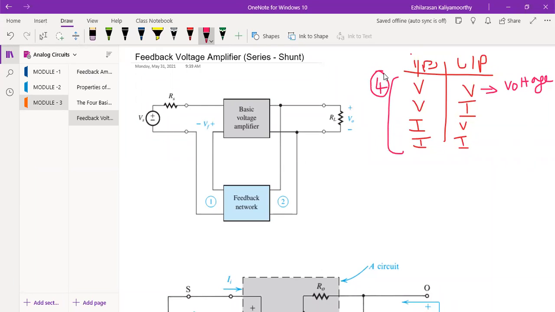So out of these four topologies, if the input is voltage and the output also is voltage, then we can call that a voltage amplifier. The second topology is if the input is voltage and the output is current. Which amplifier can we call it? I is equal to V by R normally, so I can say V into 1 by R. The 1 by R is nothing but transconductance, right? So I can say this is nothing but a transconductance amplifier.